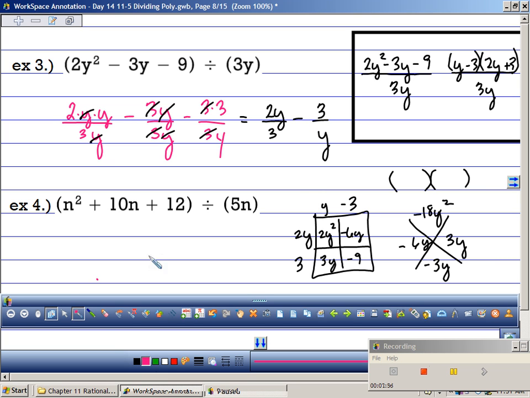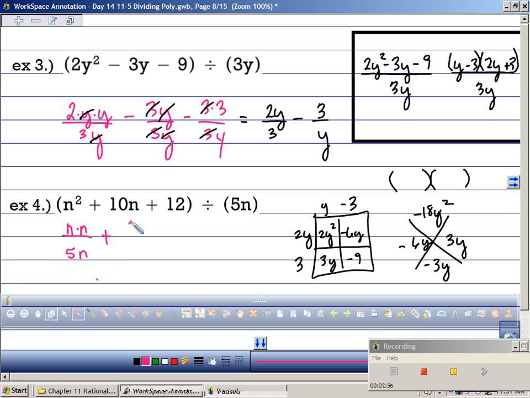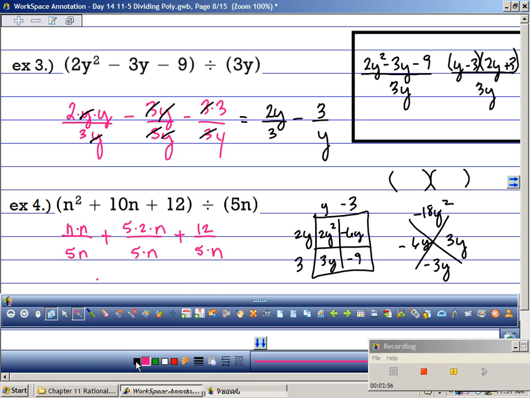Okay, moving on. So n times n over 5n plus 5 times 2 times n over 5n plus, I'm not going to factor 12. Why am I not going to factor 12? Why didn't I factor 12? Because there's no reason to. It's not going to cancel anything if I do.